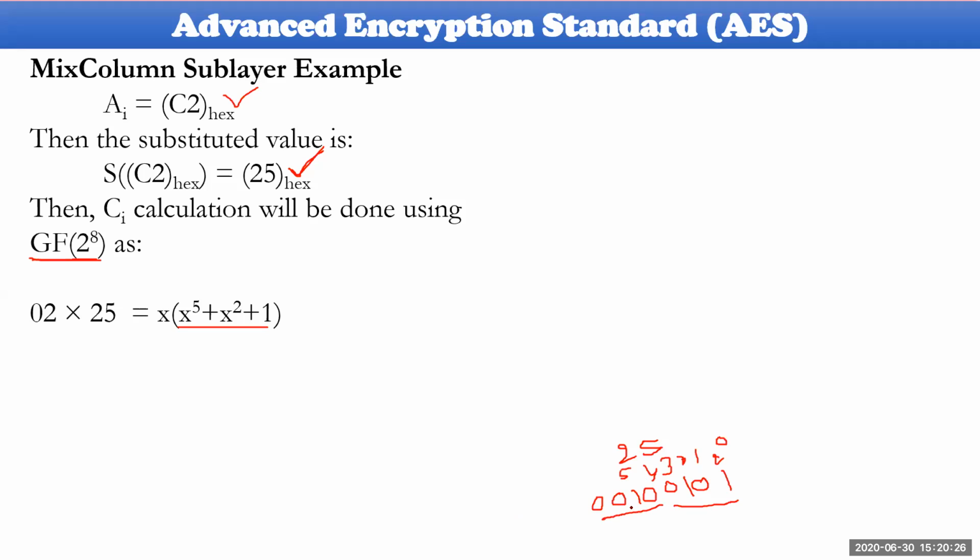So the coefficient value is x and the power value is 5. So therefore, x to the power of 5, plus x square, because 2 power 2 does have the value here. Then followed by 2 power 0 is 1. So therefore, that equals 1 here. So in this way, we get the value.